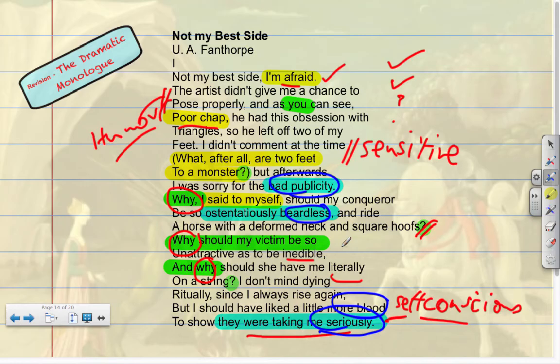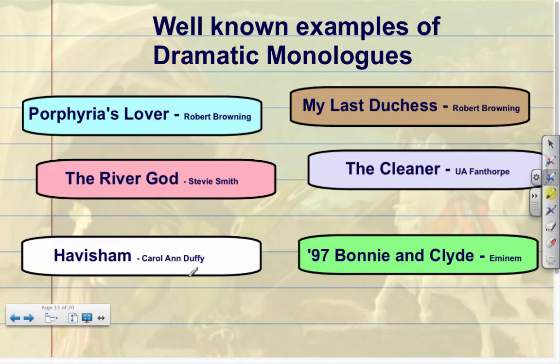And is he being monstrous? No, he's not. He's being articulate. So it's an interesting, subversive portrayal. And it's a good example of a dramatic monologue, demonstrating the features of a dramatic monologue. I love dramatic monologues, I truly do. I think they are my favourite types of poetry.